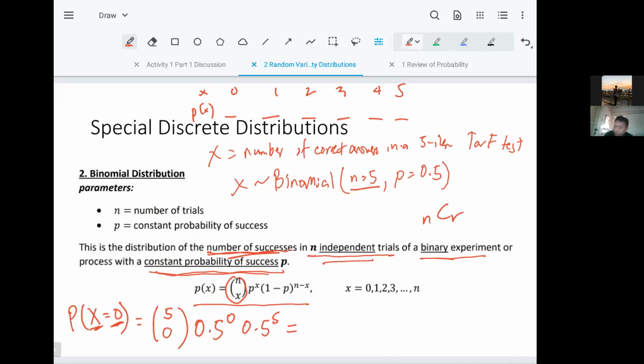Bakit 0 yung X? Gusto ko kasi i-fill up itong blank na ito. Kaya 0 yung X. Kapag gusto ko i-fill up yung second blank, 1 yung X. So, ganun. Sige, paki-compute itong X equals 0. Ano yung clarification?